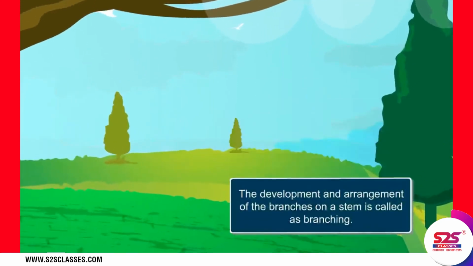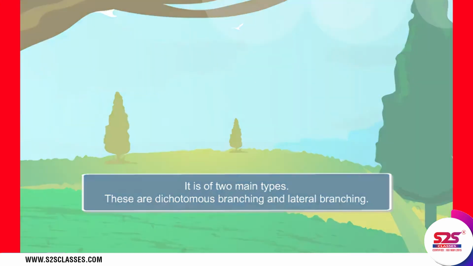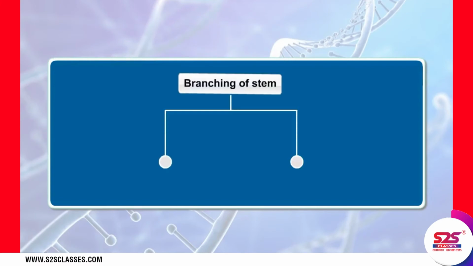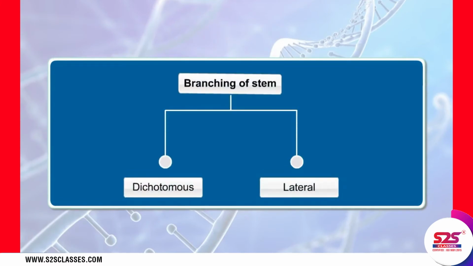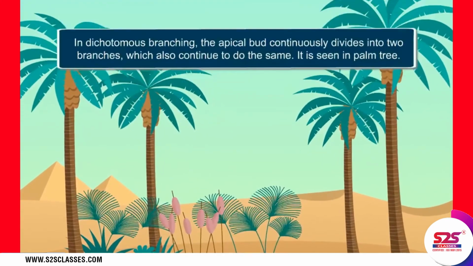The development and arrangement of the branches on a stem is called branching. It is of two main types. These are dichotomous branching and lateral branching. In dichotomous branching, the apical bud continuously divides into two branches, which also continue to do the same. It is seen in palm trees.